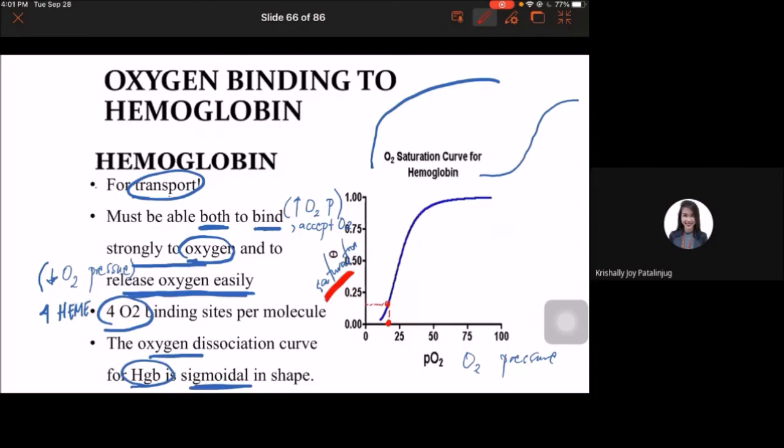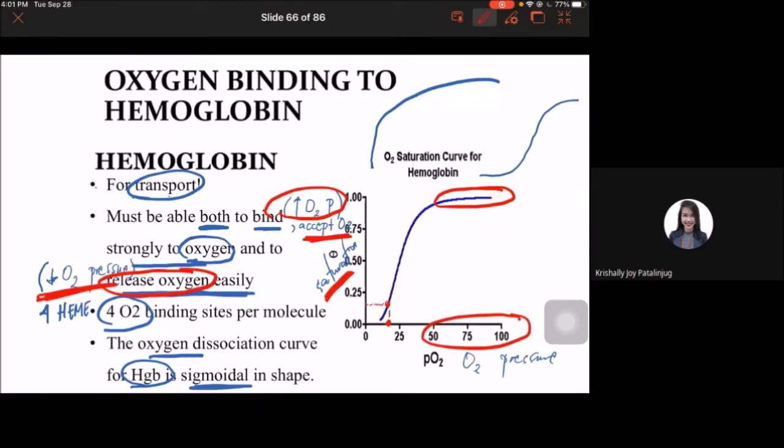Kasi nga, ibibigay niya yung oxygen sa may kailangan. At low pressure, it will release the oxygen. Cooperative binding nga. Then as we go up, kapag the more oxygen pressure, maa-attain niya yung full saturation. Yun lang din yung concept kanina. Kapag marami yung oxygen in the environment, ano yung gagawin niya? Accept oxygen. Fully saturated. Saturation will be attained.